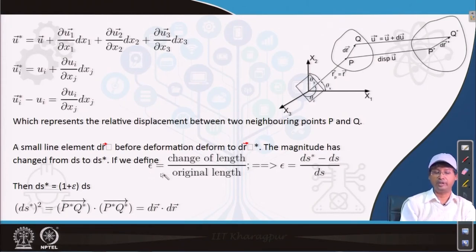If we define epsilon equals the change of length by original length, that gives us ds star minus ds divided by ds. With simple algebra, adding 1 on both sides, we get this relation, which gives that ds star, the changed length, equals 1 plus epsilon multiplied by ds, the original length. Now, the ds star amplitude is nothing but the dot product of these two, pq and dr star and dr star. So, let us see.